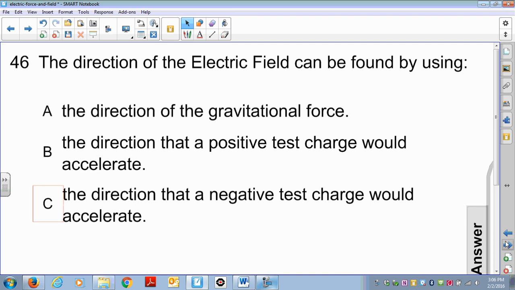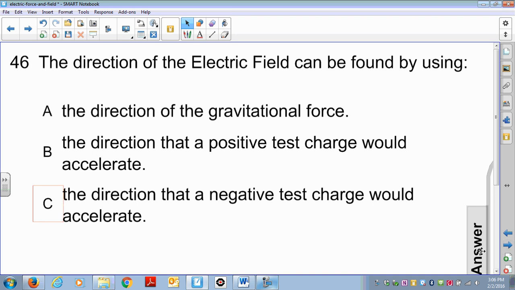The direction of the electric field can be found by using A, the direction of the gravitational force, B, the direction that a positive test charge would accelerate, C, the direction that a negative test charge would accelerate. Go ahead and pause the video if you need to and select the answer.